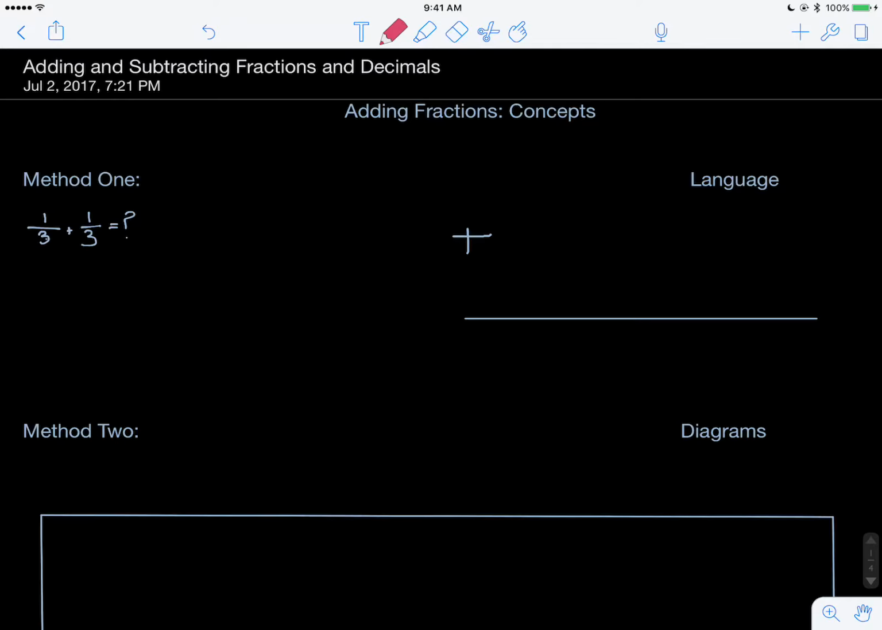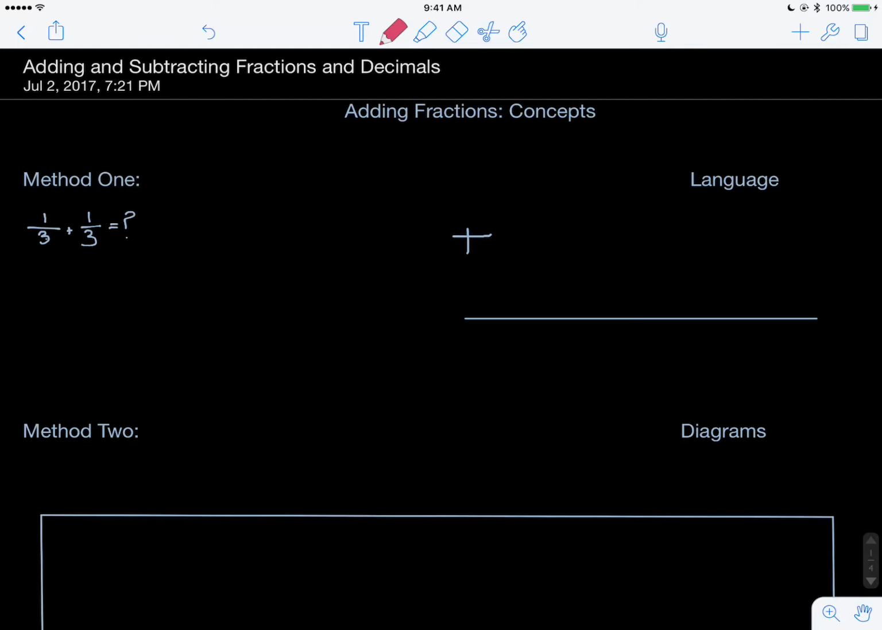Hey everyone, today in this video I'm going to try and go over how to add and subtract fractions. Before we can begin actually doing it with more complicated versions, I think it's important to understand the concepts behind how exactly we add fractions.